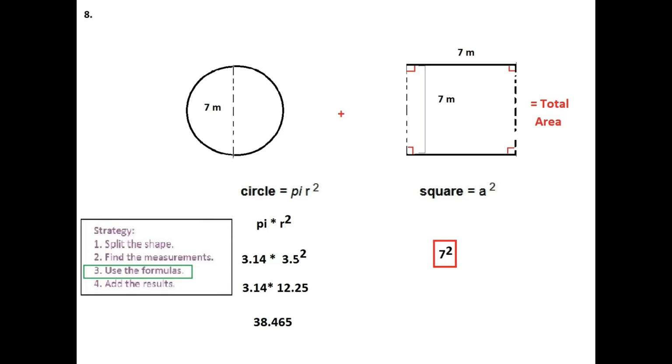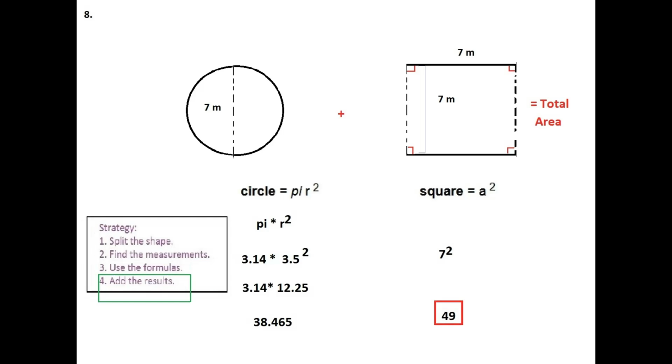Now for our square, we have just simply side squared, or a squared. Our a is going to be 7, and 7 squared is 49. Let's add them both up, and we get 87.465. And we just need the nearest 10, so we're going to call that 87.5 meters squared. That's it for number 8.